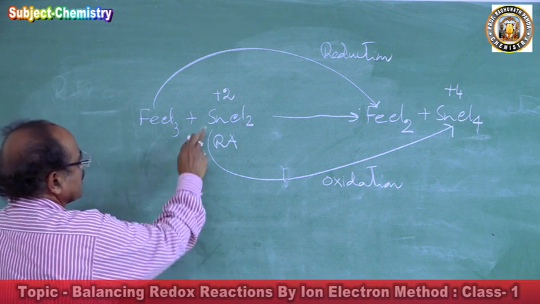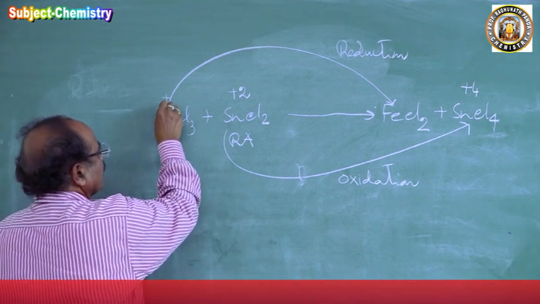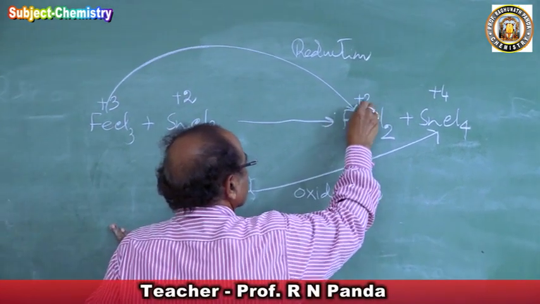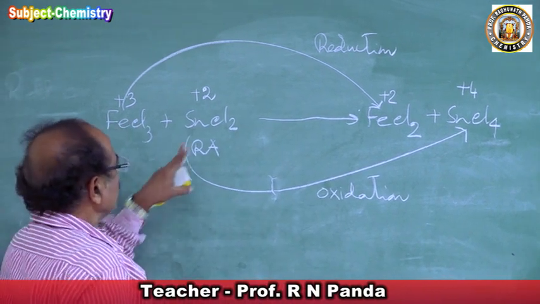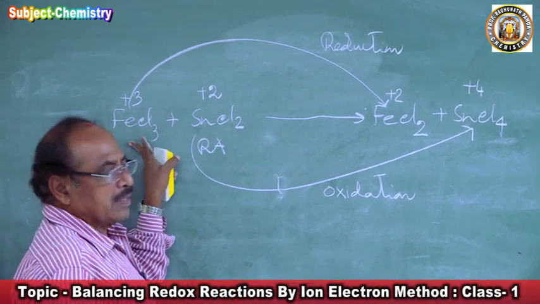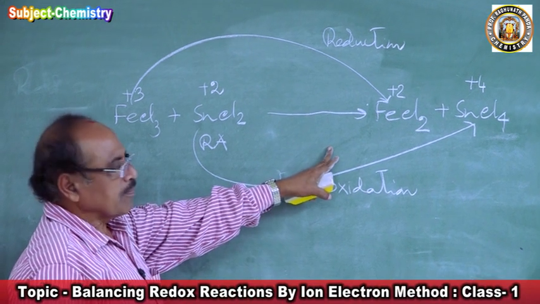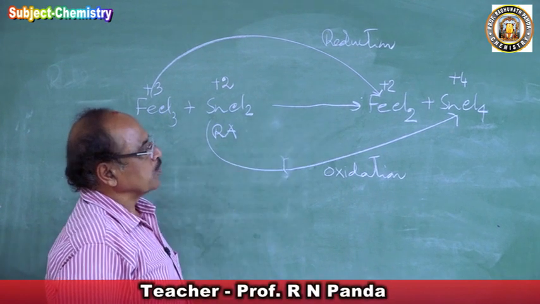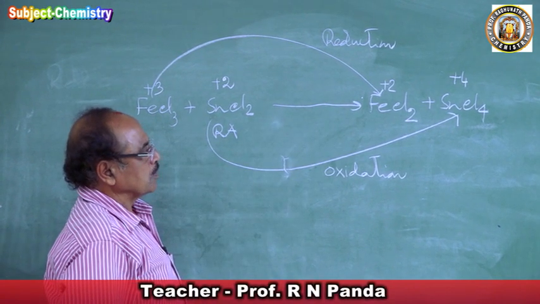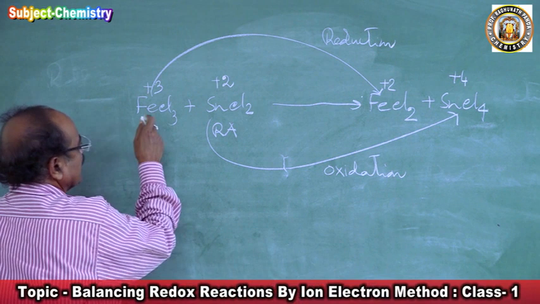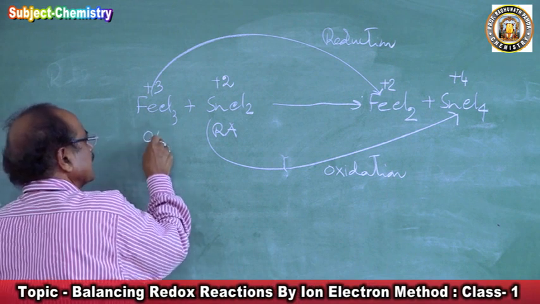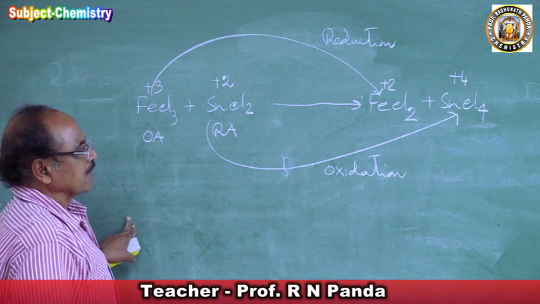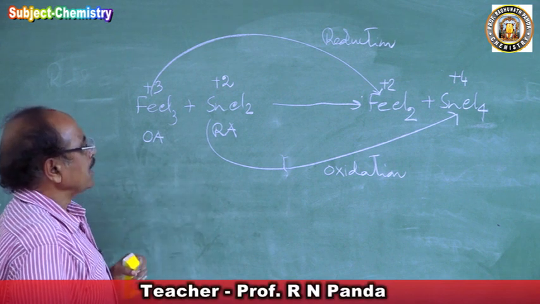So what is happening? Here the oxidation number of iron is +3 and here the oxidation number of iron is +2. So stannous chloride is reducing ferric chloride to ferrous chloride, and stannous chloride is getting oxidized to stannic chloride. So ferric chloride acts as the oxidizing agent, and stannous chloride acts as the reducing agent. So we get ferrous chloride and stannic chloride.